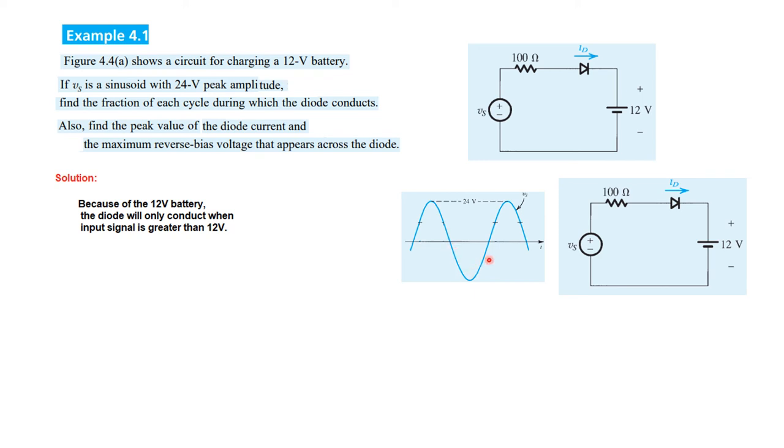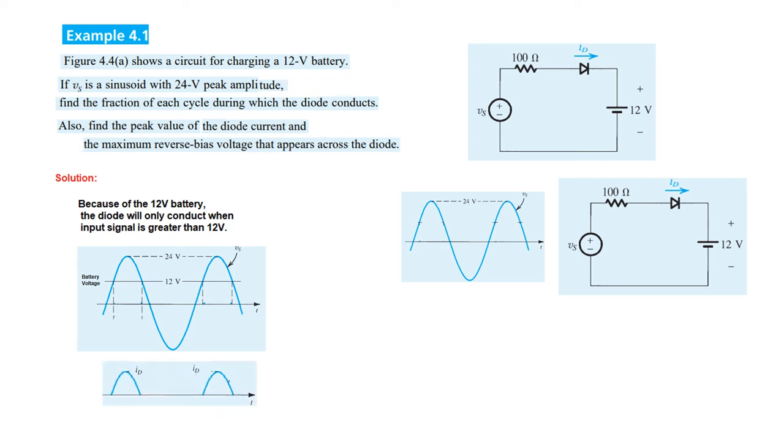So this concept you have to keep in mind. Okay, so this is how we define that. This is the battery volt, 12 volt battery. Above this, the diode will conduct. So we can show it like this. This is the diode conduction wave shape, and this is the diode current.